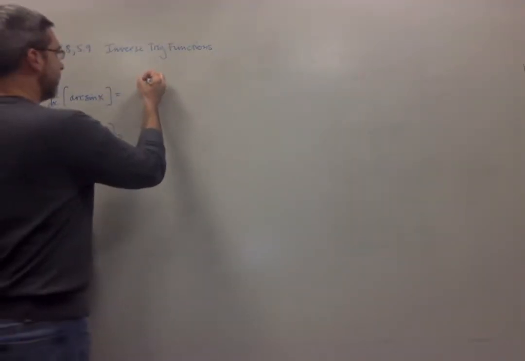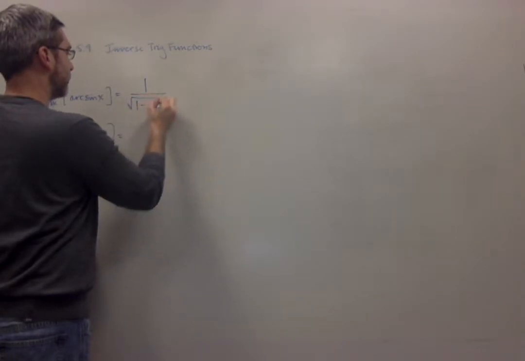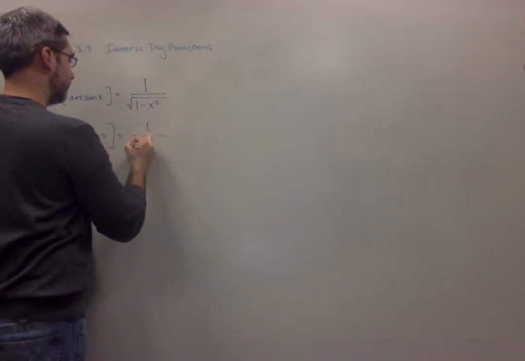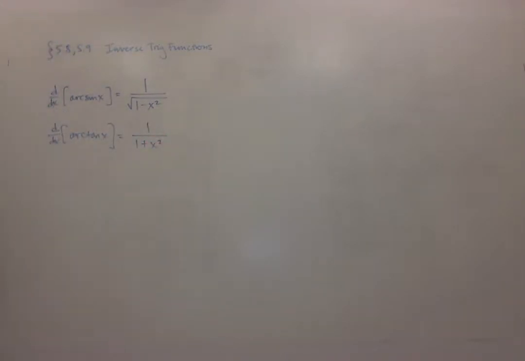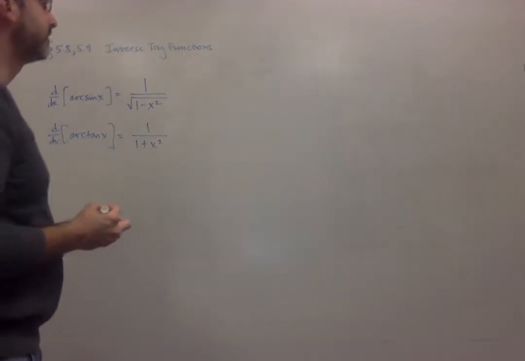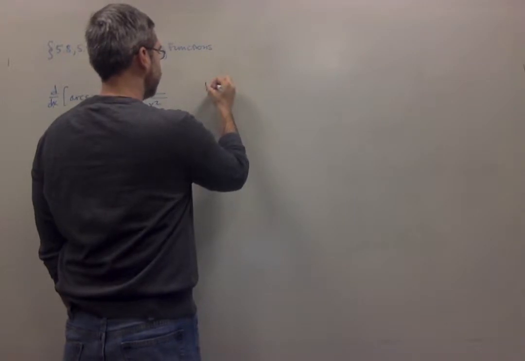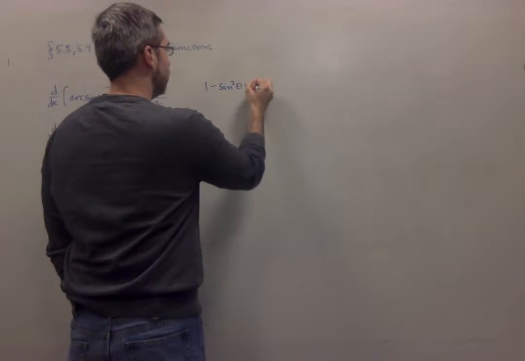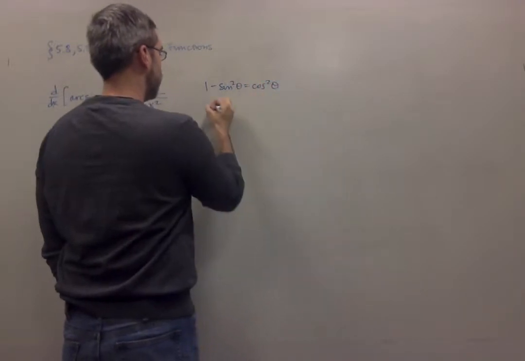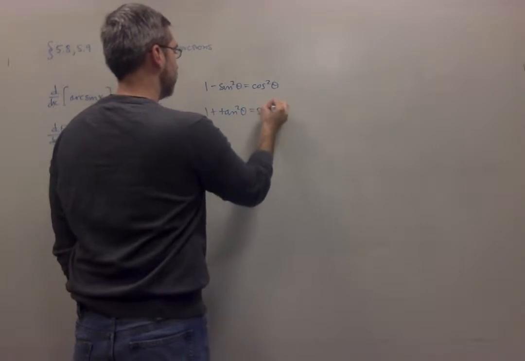Okay, the arcsine is the one that involves the square root, and it's 1 minus x squared under the root. The arctangent one is 1 over 1 plus x squared. One way to remember which one goes with which, I don't know if you recall these trig identities: 1 minus sine squared equals cosine squared, and 1 plus tangent squared equals secant squared.